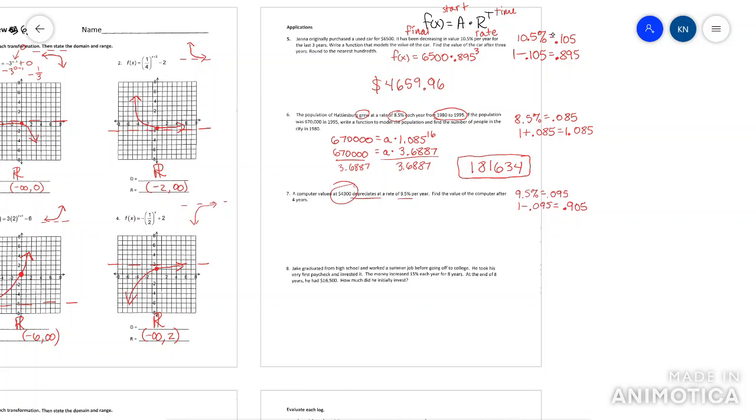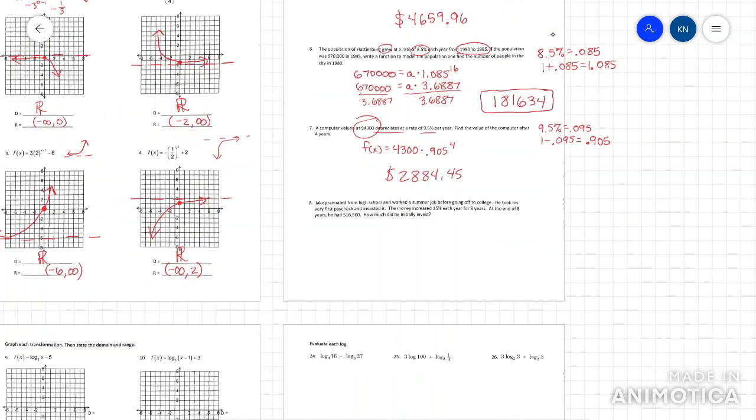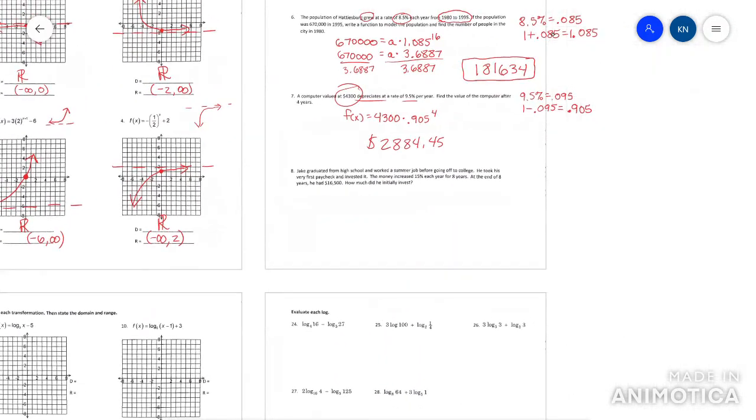That means this was our start amount. So it looked like this. F of X equals my start amount times my R value to the 4. So you can just punch this in, 4,300 times 0.905 to the power of 4. You get 2,884.45 dollars.